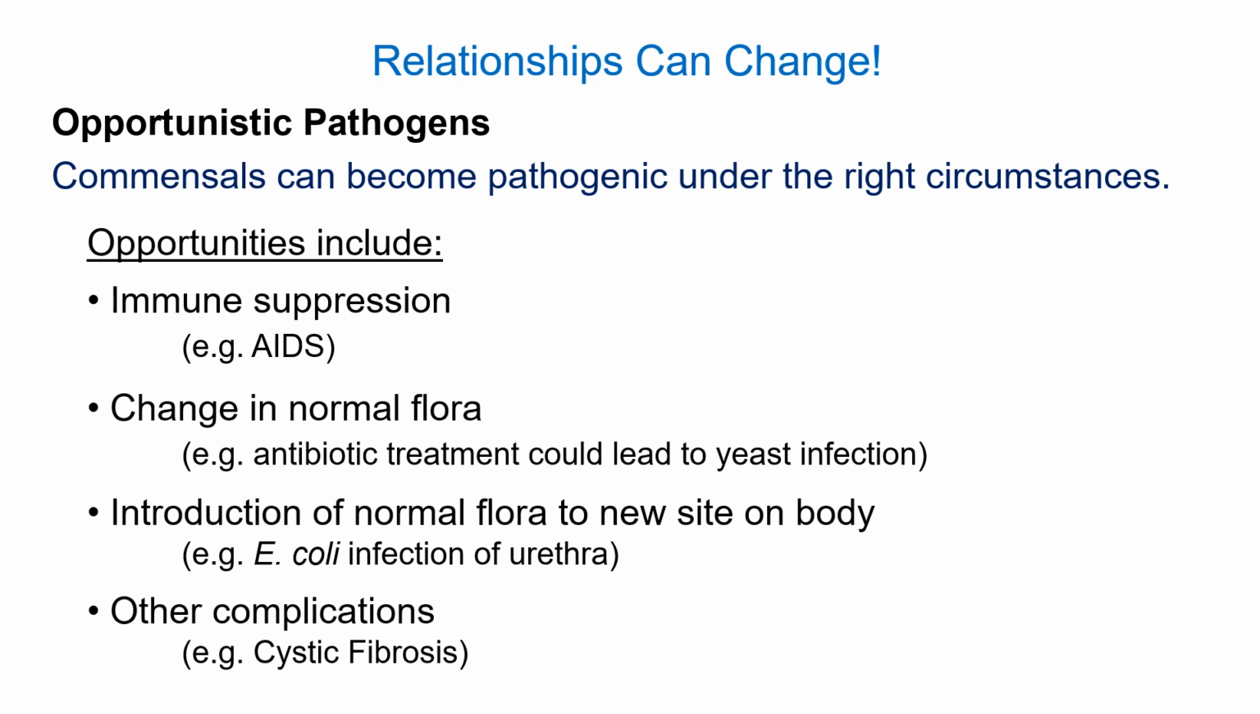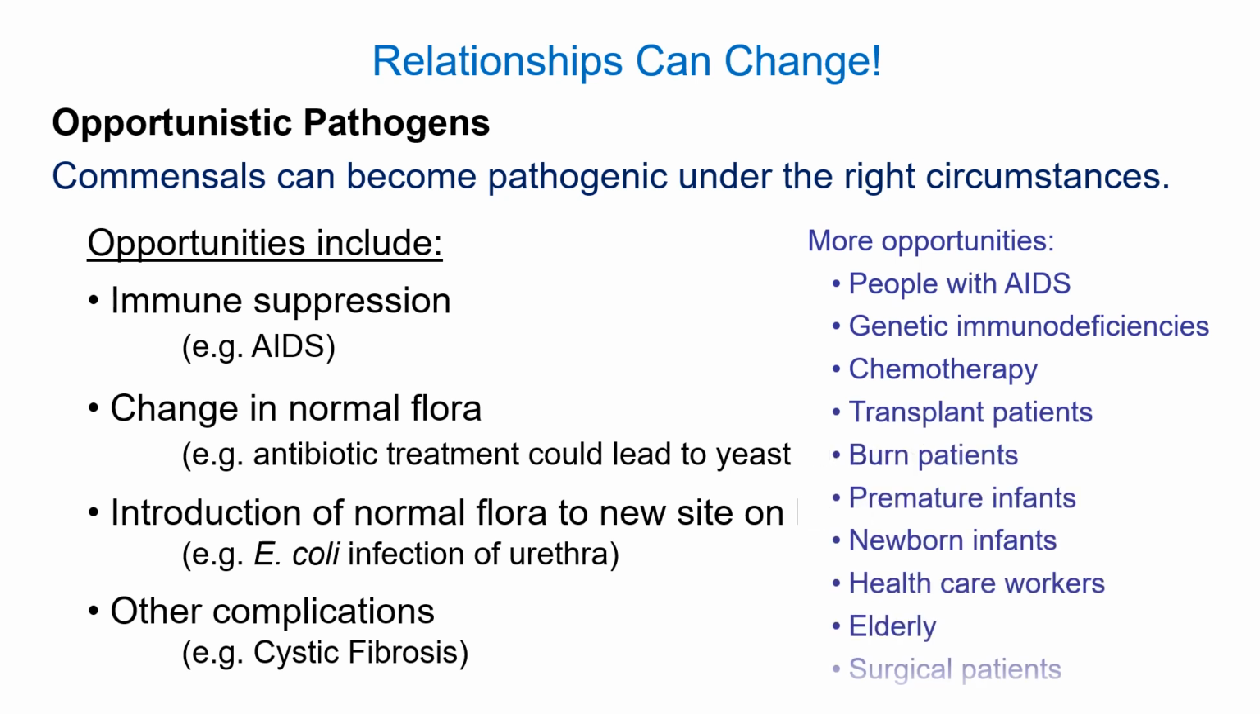The fourth category, I kind of call it other, meaning there's lots of other complications people might have. A good example is cystic fibrosis. This is a genetic disorder where people have extra mucus in their lungs, which can unfortunately lead to sometimes serious respiratory infections. Here's a list of some of the other opportunities that are mentioned in the textbook. You can see things like surgical patients or transplant patients or whatever. There's a huge long list of where opportunistic infections may occur.